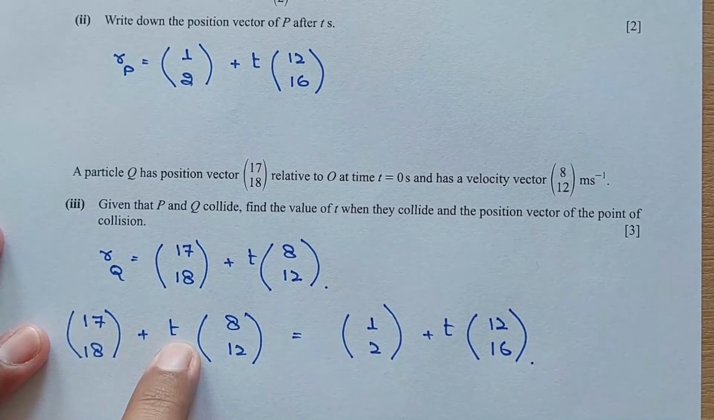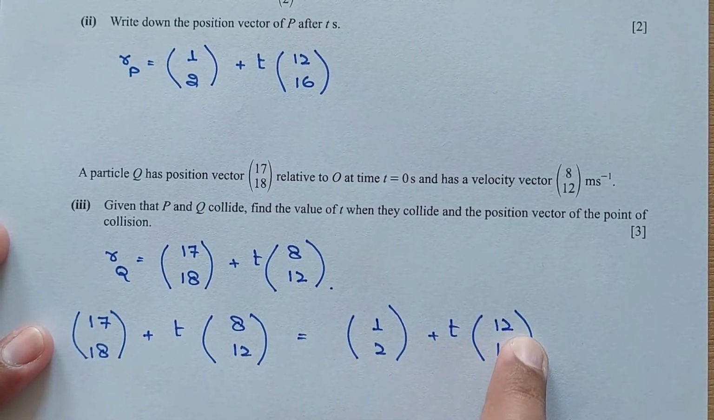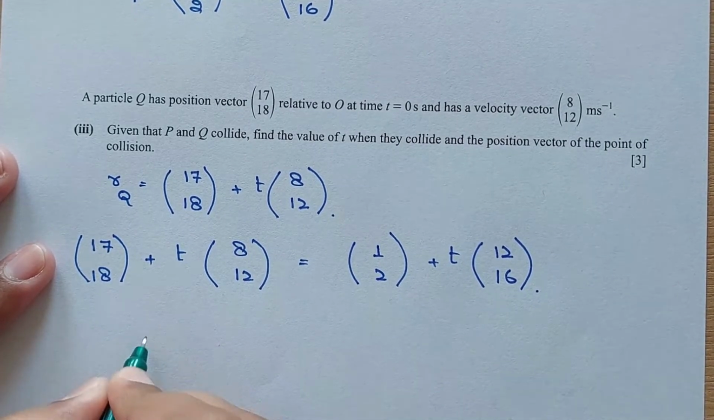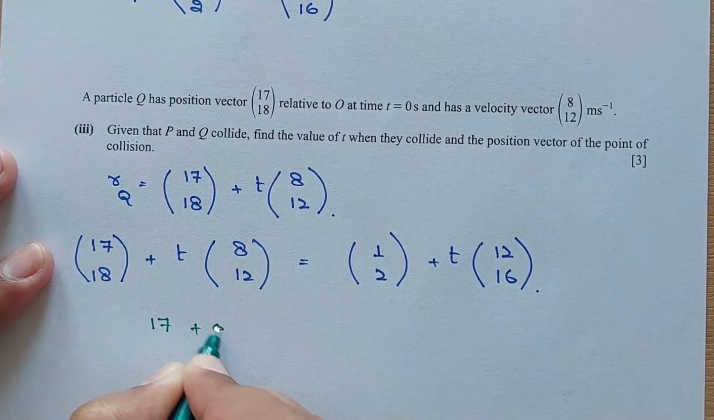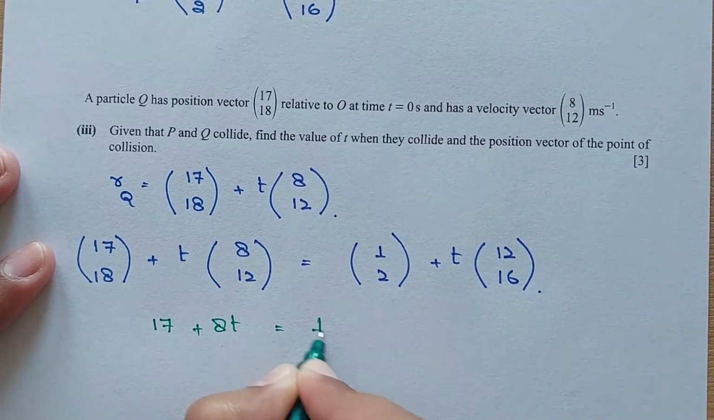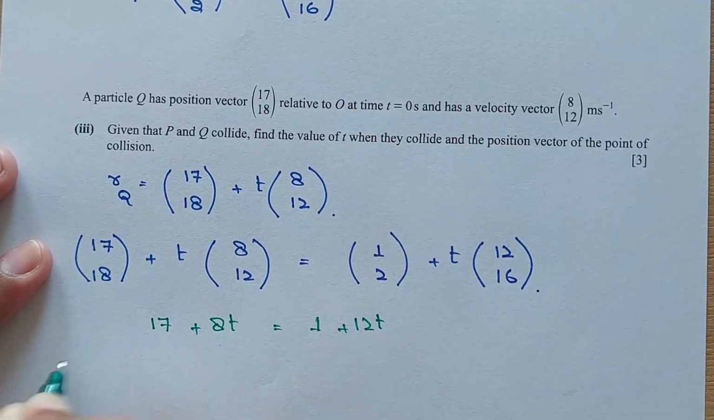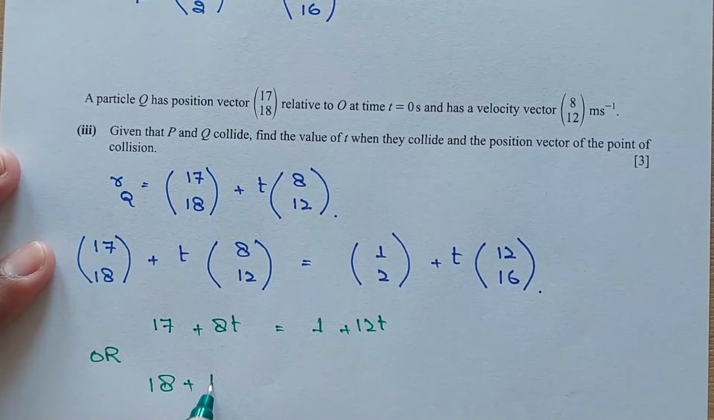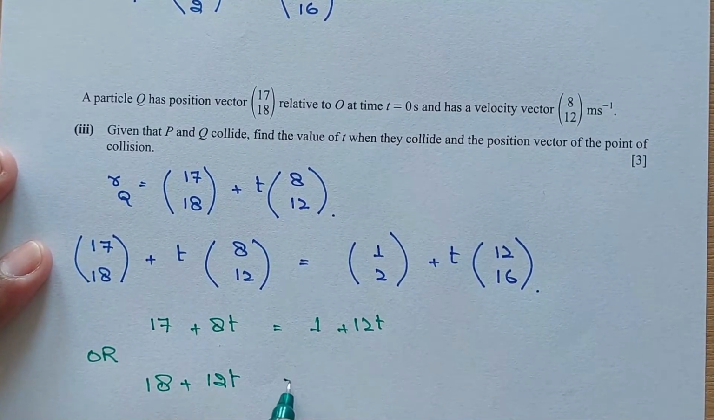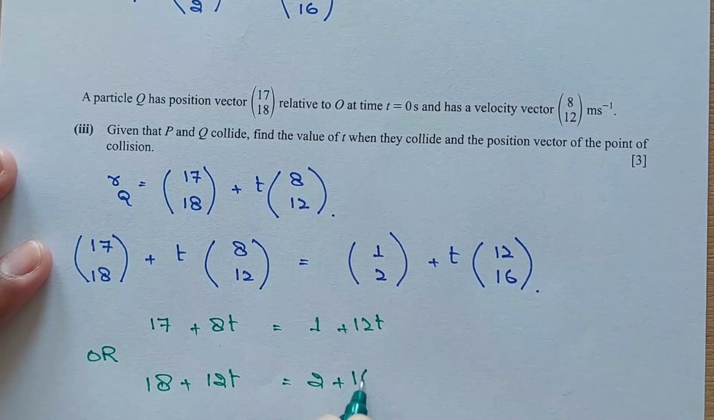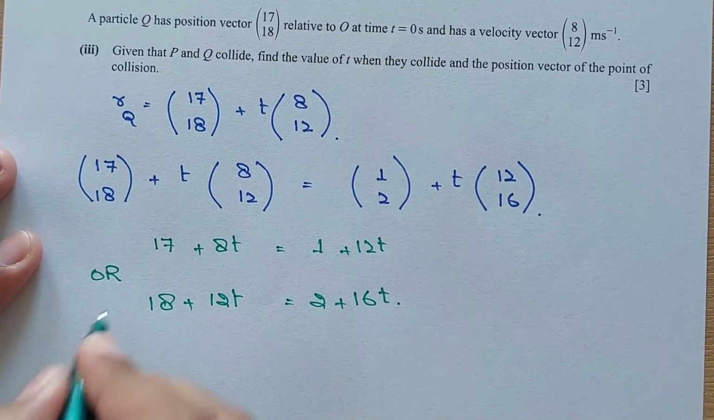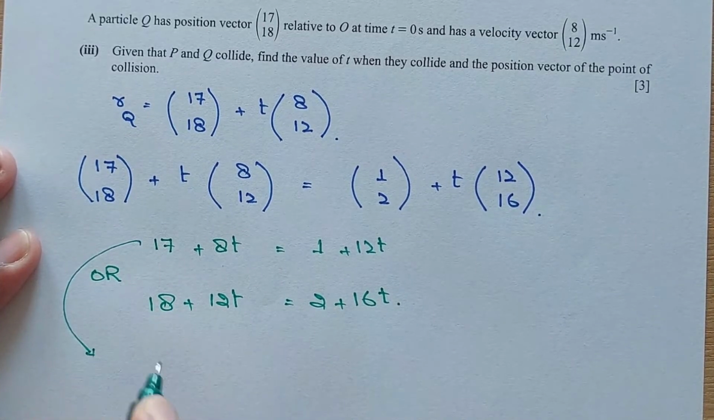So 17 plus 8t equals to 1 plus 12t. Okay. So we have equation 17 plus 8t equals to 1 plus 12t. Or you can use second equation, that is 18 plus 12t equals to 2 plus 16t. You will get the same t value from both equations, right? Okay, let me solve the first one.